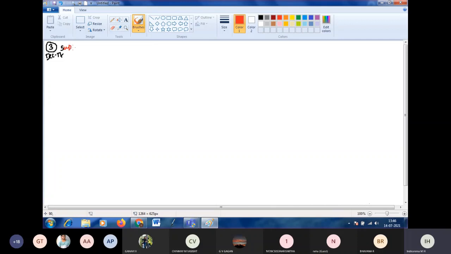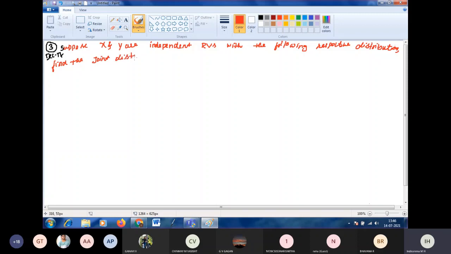Suppose x and y are independent random variables with the following respective distributions. Find the joint distribution of x and y.